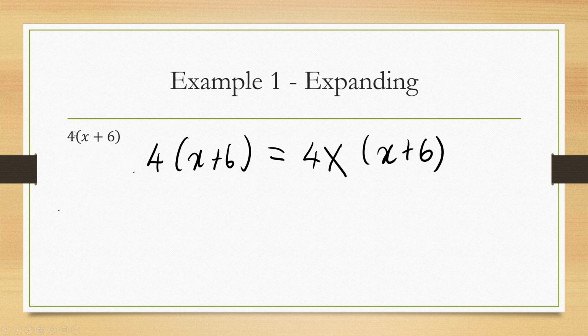So this 4 can be either in the front of this bracket or at the back of this bracket. However, it must be outside of the bracket to suggest that it is actually being multiplied with the terms inside the bracket.